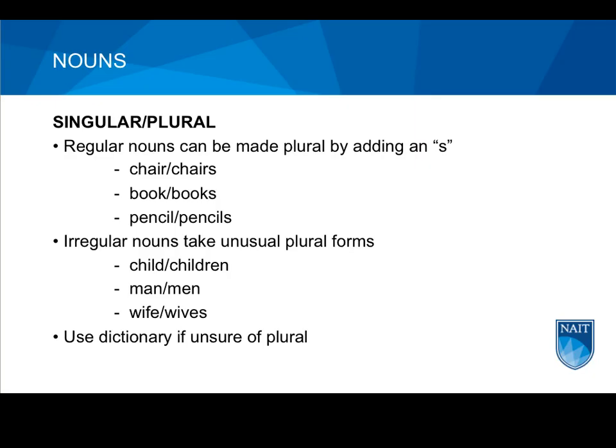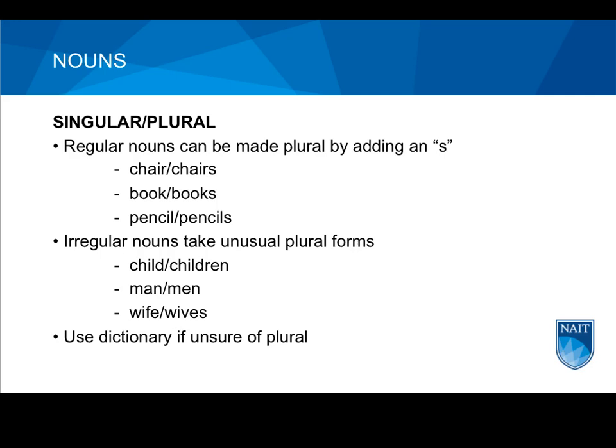Many of you may remember that nouns are words that name people, places, and things. We often separate nouns into regular and irregular nouns. Regular nouns can be made plural by adding an S. For example, the singular noun chair becomes chairs when it's a plural. Book becomes books, pencil becomes pencils. We refer to them as regular nouns because they follow this rule.